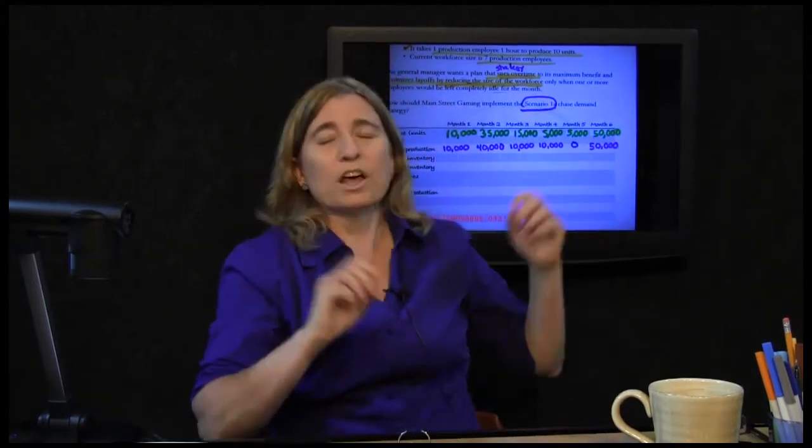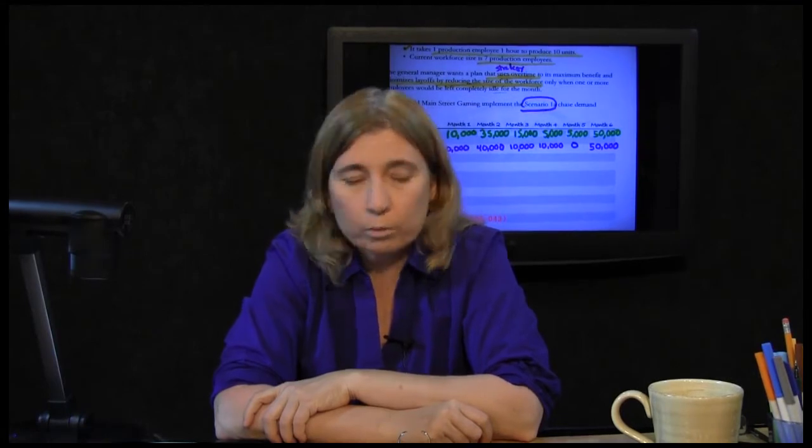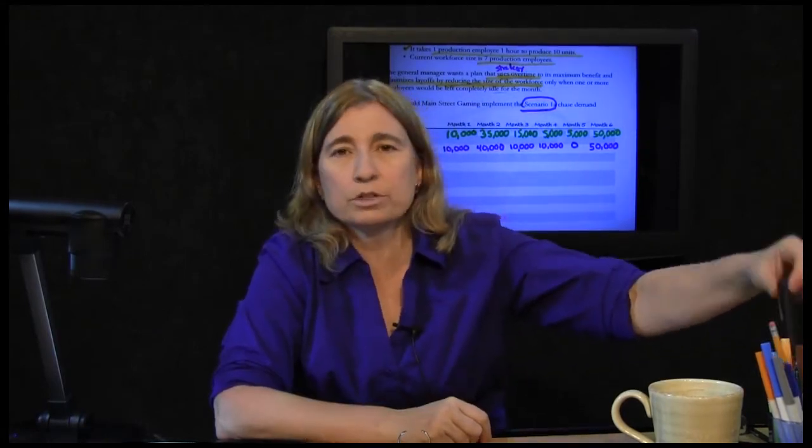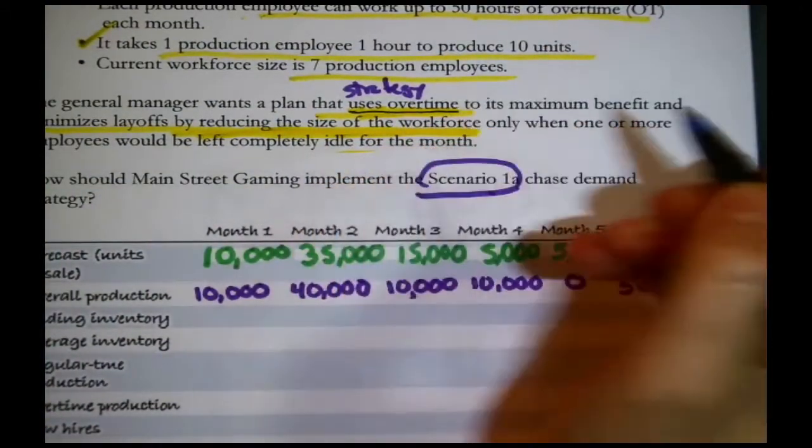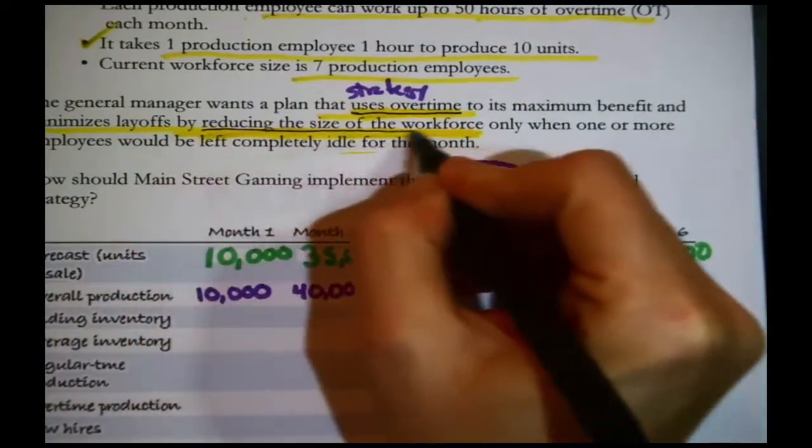Okay, now that was the plan. One way to think about it is this is the backstory. This is what has already happened. This is what we know so far. Now, what do we do? We note that the general manager said, find a way to do this using overtime and reducing the size of the workforce when necessary, when at least one person would otherwise be idle the entire month.